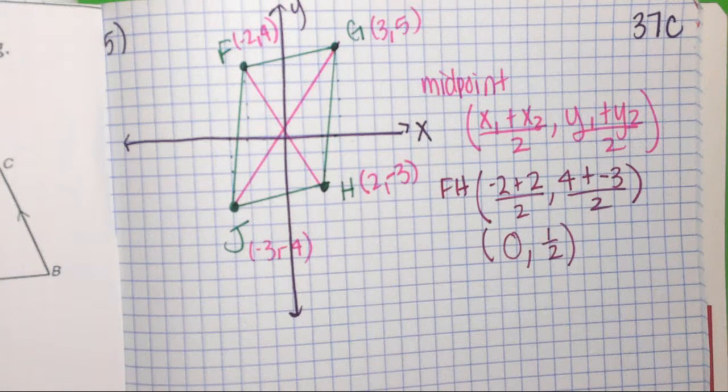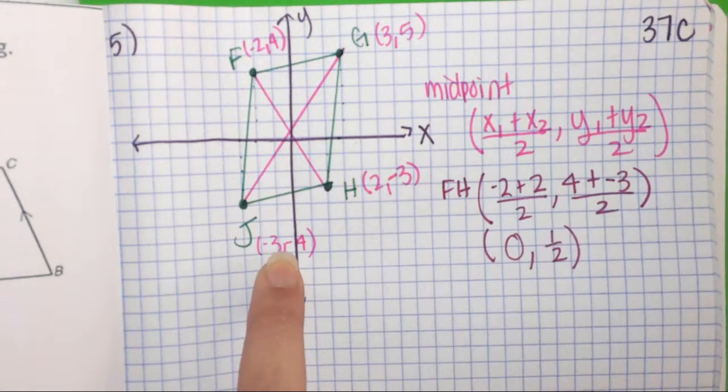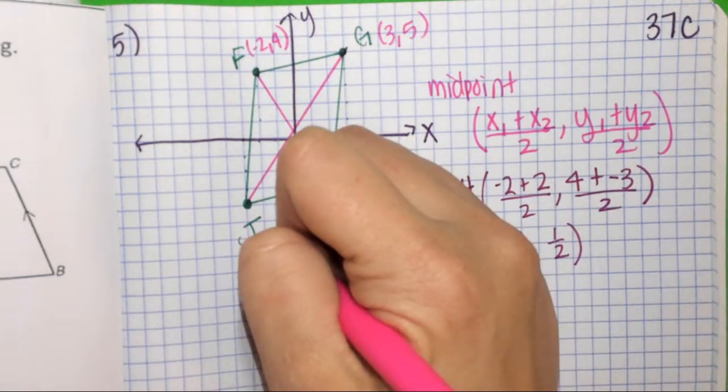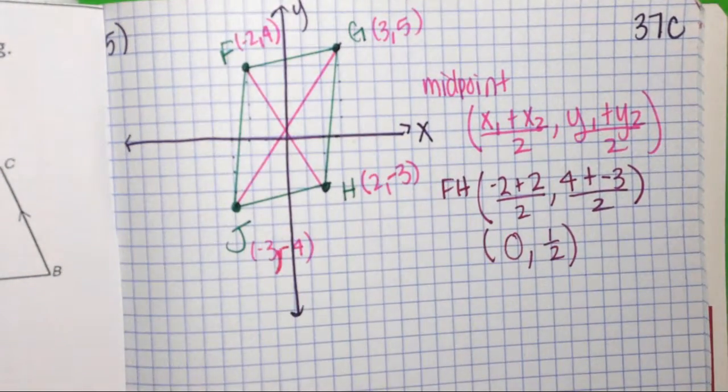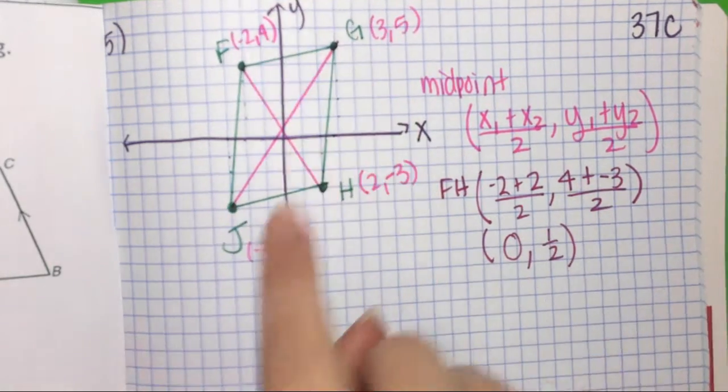Can you do the same thing for JG now? That other one. And that's -3, -4, in case you can't read my scribble. So use the midpoint formula, and then use your points for JG.